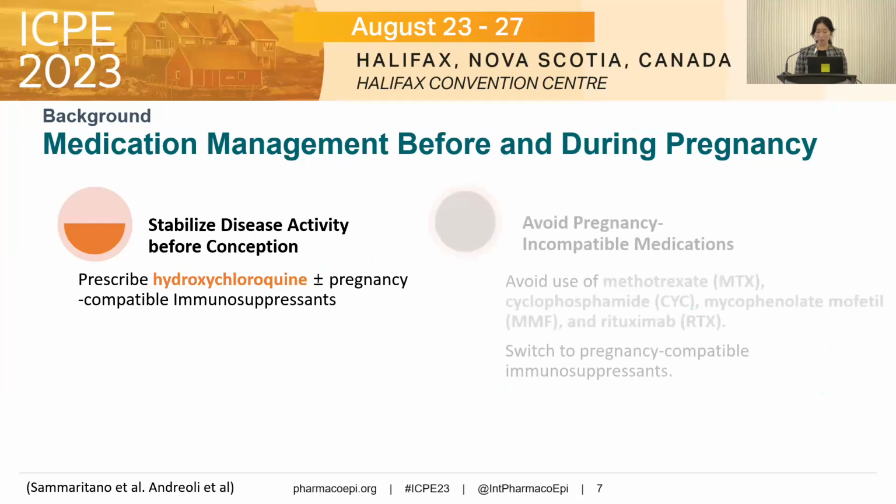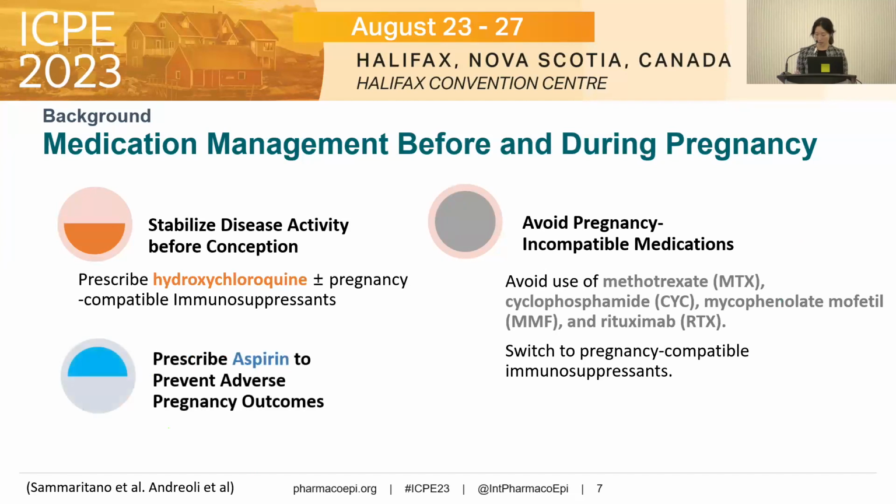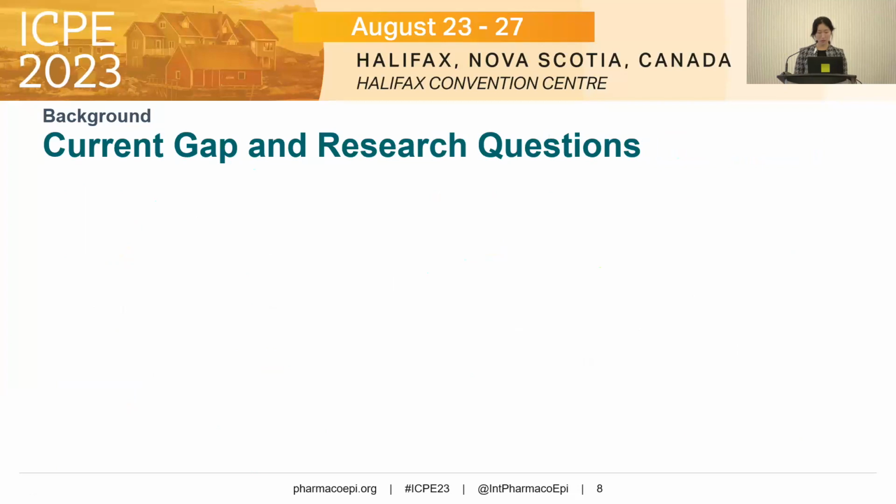Medications such as methotrexate, cyclophosphamide, mycophenolate mofetil, and rituximab are recommended to be discontinued even before the three months prior to conception. And they are ideally recommended to be switched to a pregnancy-compatible immunosuppressant. Lastly, patients with lupus are recommended to be prescribed aspirin to prevent adverse pregnancy outcomes.